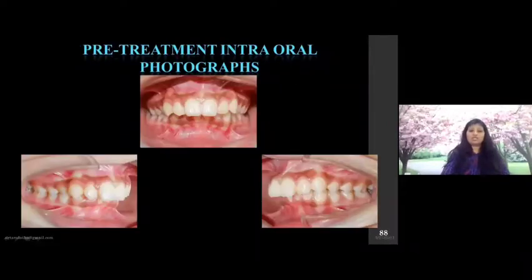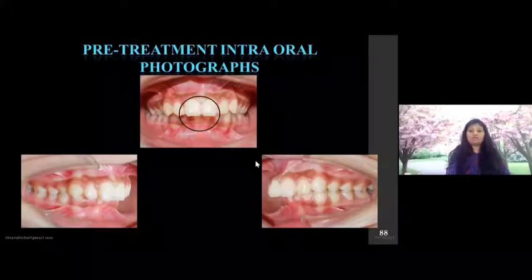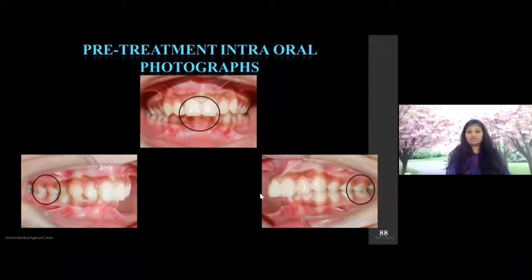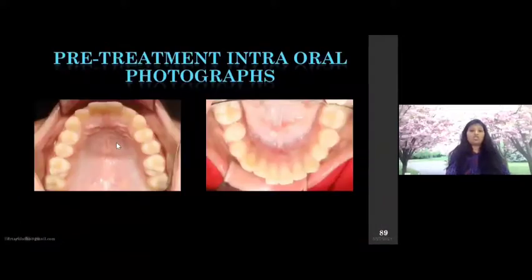This is the intraoral picture. You can see overjet and overbite increased. You can also see class 2 molar relationship on either side. When you check your maxillary and mandibular occlusal view, you see that the arches are pretty much well aligned. We do not have any crowding. If the crowding is present, it is really very mild.